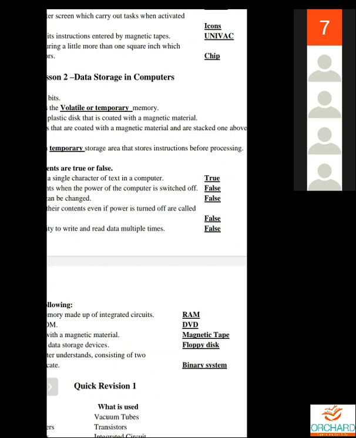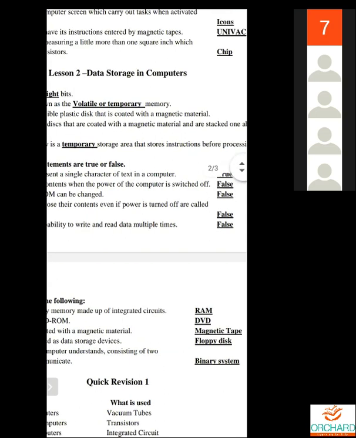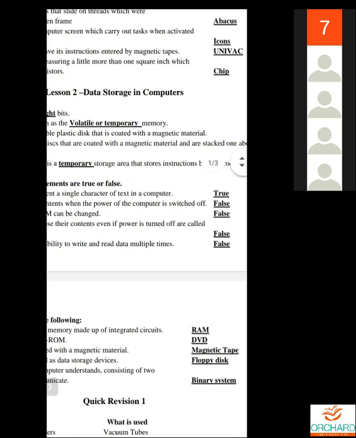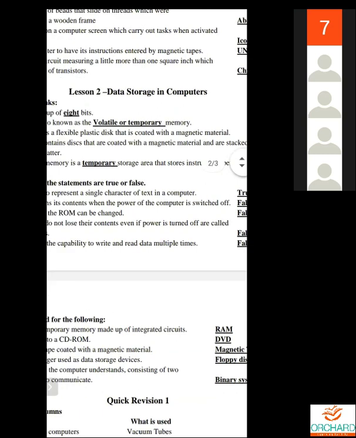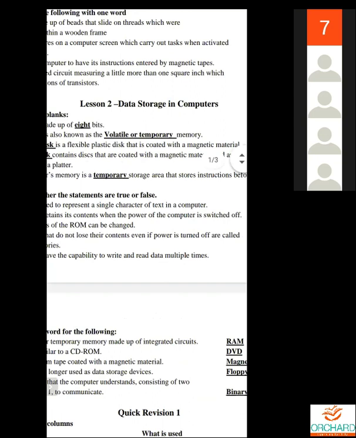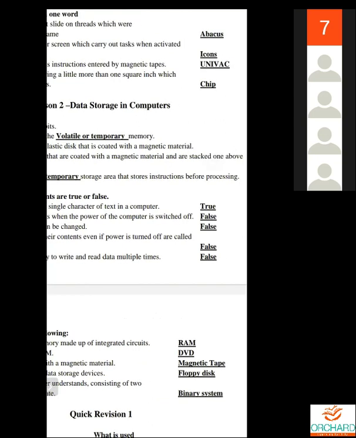Sorry children, CDR stands for compact disc recordable. Recordable means we can write it only once, and we can read it multiple times. That is called CD recordable. So the statement is false. All compact disc recordable have the capability to write and read the data multiple times. The statement is false because we can write it only once and we can read it multiple times.